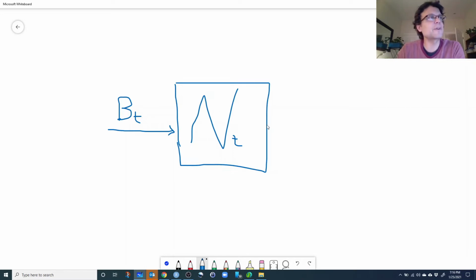Let's draw an out arrow, and you might guess what this one might represent. This is D for deaths, or D sub t, the number of deaths in the population at time t. So we have births and deaths. And there's a couple other processes we might think of.